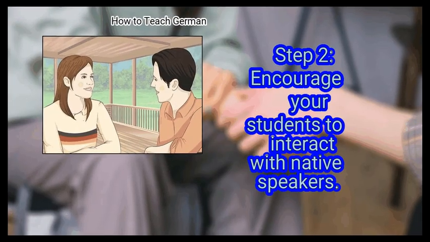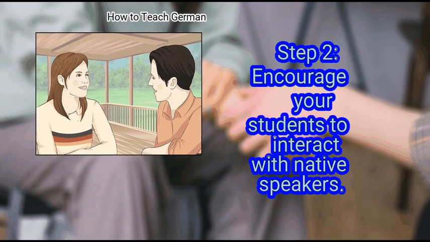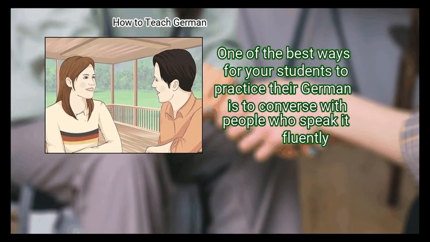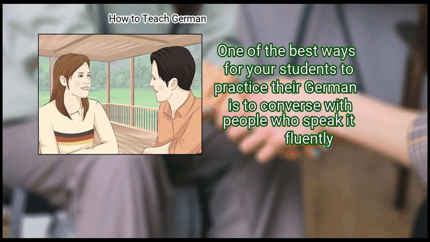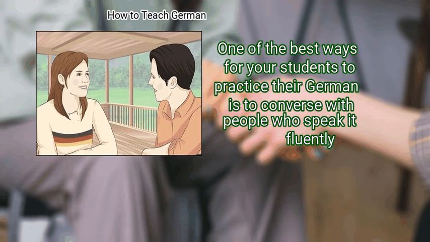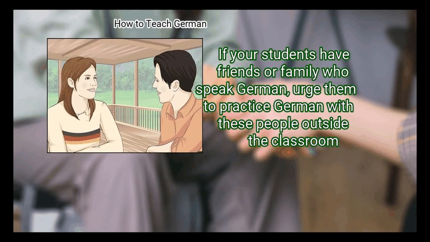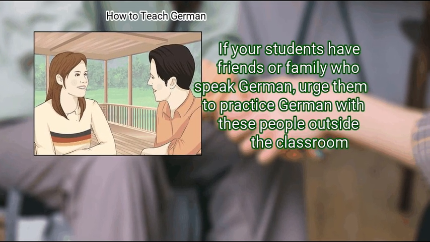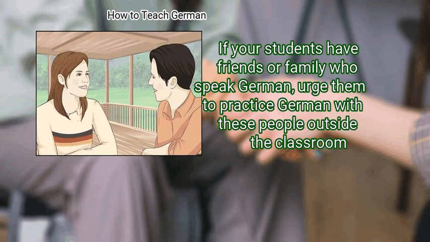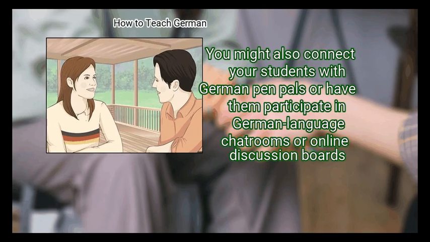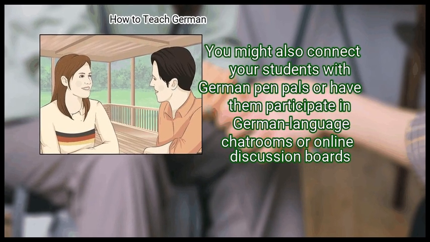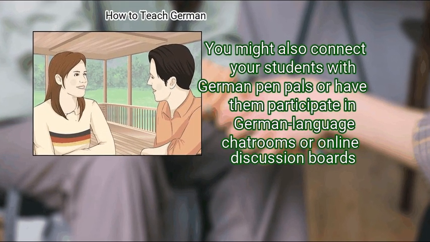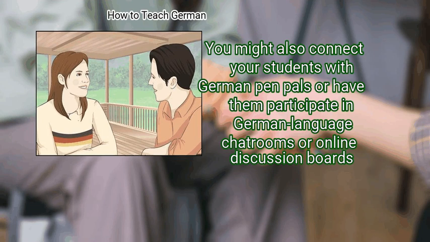Step 2. Encourage your students to interact with native speakers. One of the best ways for your students to practice their German is to converse with people who speak it fluently. If your students have friends or family who speak German, urge them to practice German with these people outside the classroom. You might also connect your students with German pen pals or have them participate in German language chat rooms or online discussion boards.